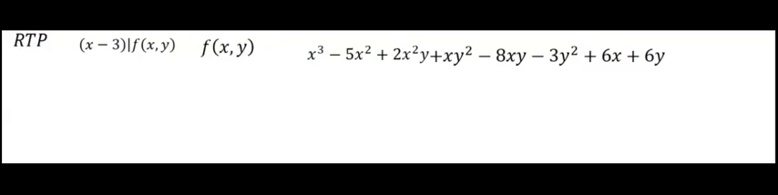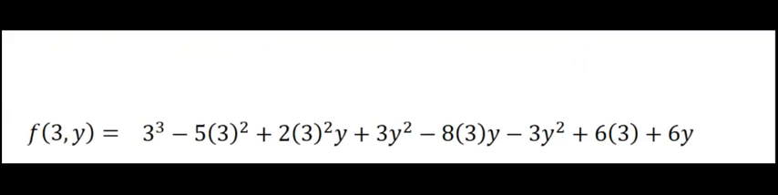This is STEP Paper 1, 2004, Question 3, in which we are required to prove that x minus 3 is a factor of f(x,y) and then to factorise the whole thing, where f(x,y) is x cubed minus 5x squared plus 2x squared y plus xy squared minus 8xy minus 3y squared plus 6x plus 6y.